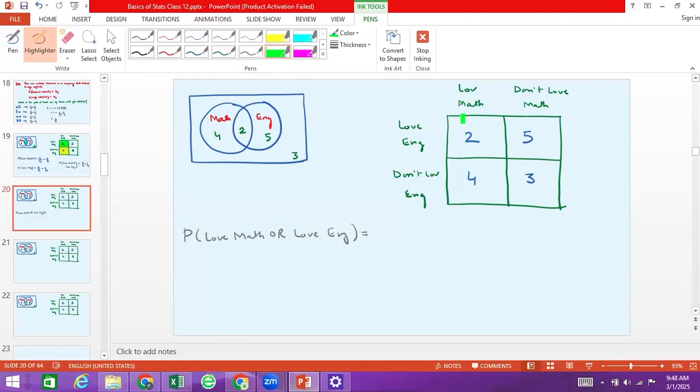No, not 1 by 2. So loving math or loving English. Loving math will cover all of this region, and then loving English, it's an or condition, so it means this as well. So the total will be 4 plus 2, that is 6, 6 plus 5, 11. 11 by 14.